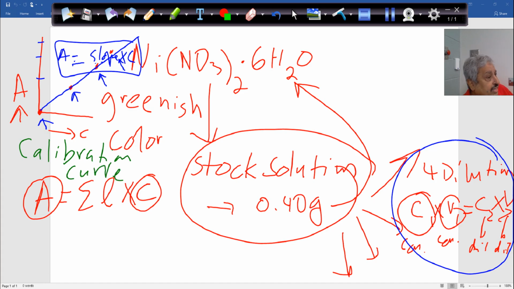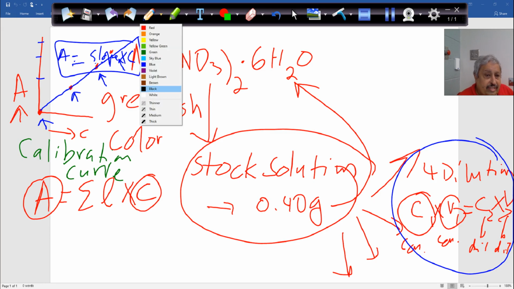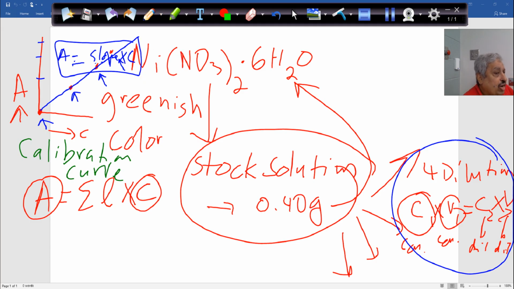Now I can take an unknown. There is an unknown solution here of this nickel, and then I measure its absorbance. So I'll say, okay, let's look at the unknown given by the lab supervisor. I will measure its absorbance, and suppose the absorbance falls somewhere here, correct? I go all the way along the line and come back here. This is the concentration of my unknown. Are you following me?